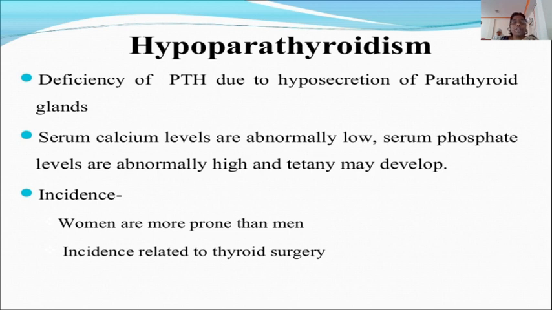Okay, very important one. Because the parathyroid glands are unable to secrete sufficient PTH hormone, it may lead to low levels of serum calcium in the blood and high levels of serum phosphate in the blood. It may lead to tetany. If the person has low levels of calcium and high levels of serum phosphate, they develop tetany.